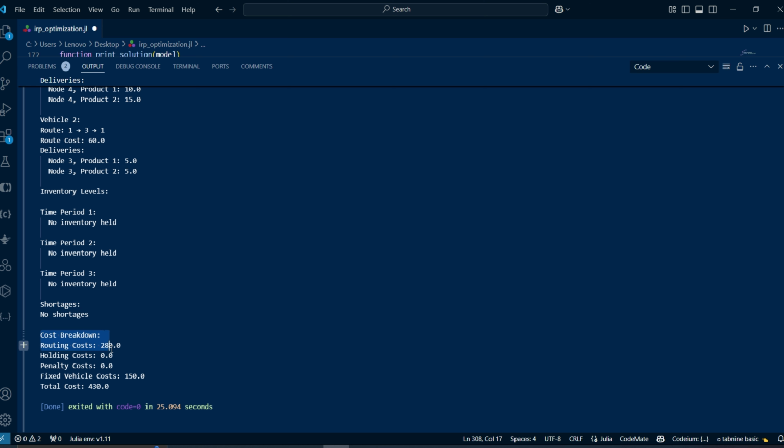And the cost breakdown here. The total cost of 430 is divided as follows. Routing costs, 280 units, holding cost 0, I mean no inventory was held, penalty cost 0.0 units, I mean no shortages occurred, and fixed vehicle cost 150 units.